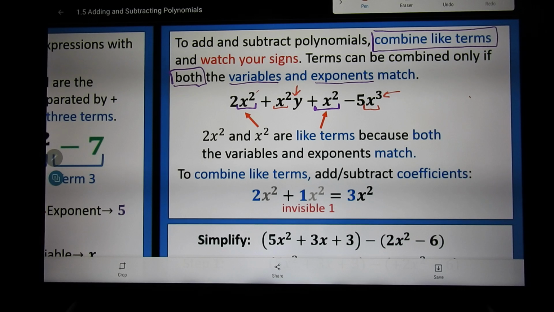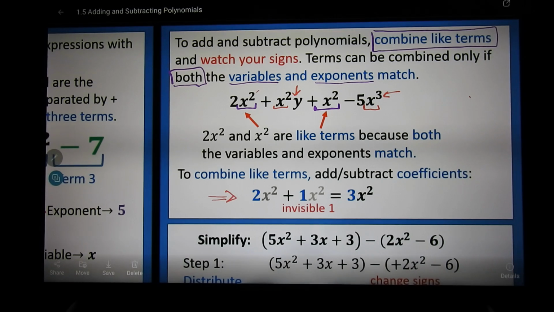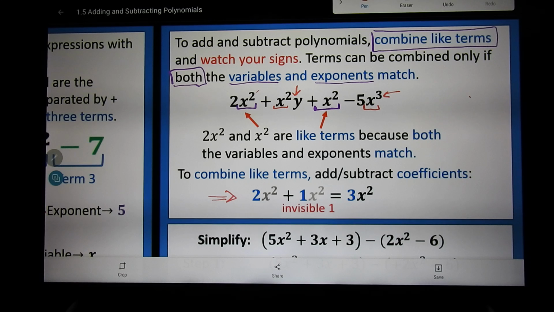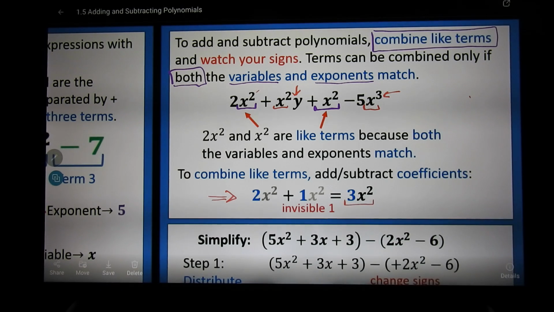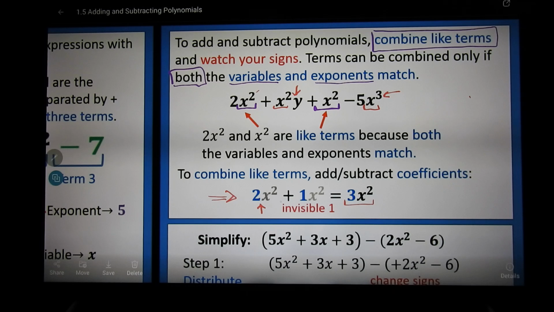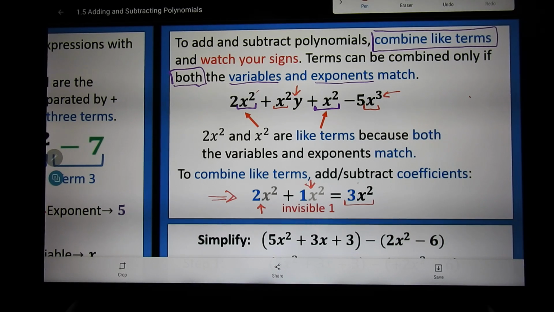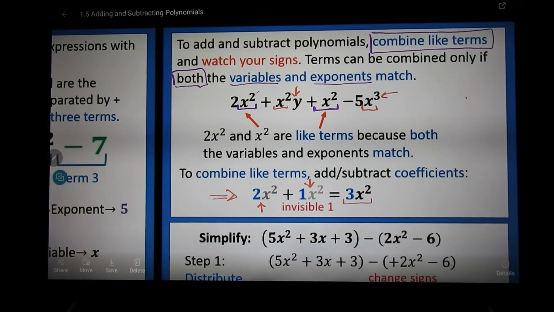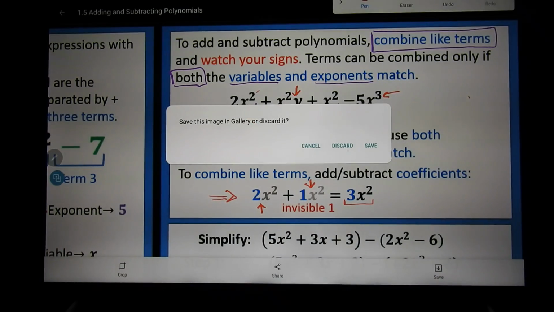Now, once you've identified the like terms, combining them is very simple. You either add them or subtract them depending on the sign. So we see down here, this is how we combine like terms. We had 2x squared plus 1x squared, the invisible 1, even though it didn't have a 1 in front of it, we know that's the invisible 1. And so we ended up with 3x squareds. We had 2x squareds in this term right here, 1x squared in this term, and that combined to give us 3x squareds. Okay, now let's talk about how we, I guess I have to change this a little bit.